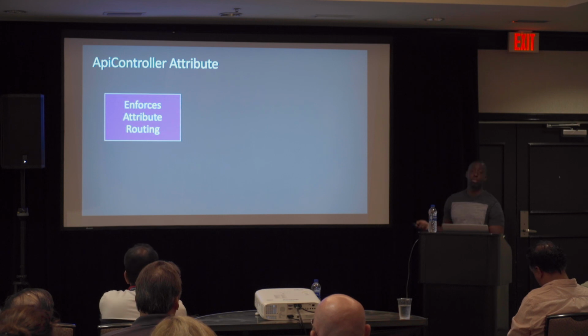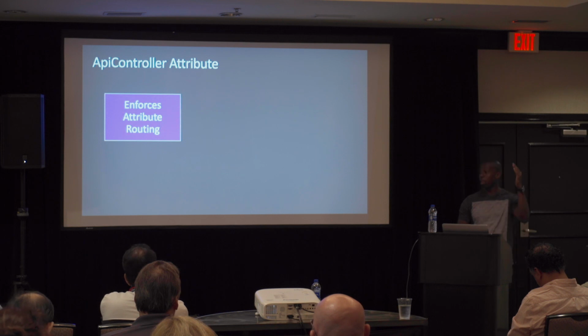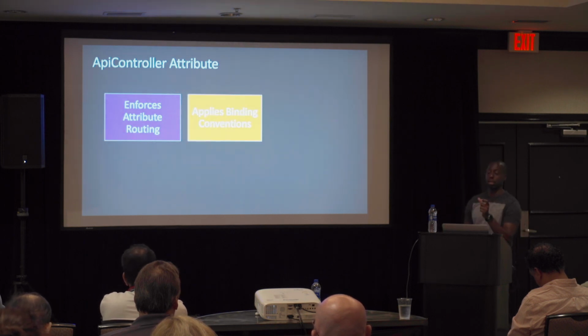So it'll do things like enforcing attribute routing. That means that as soon as you put this ApiController attribute on there, you can only use attribute routes inside of your APIs. So all of your API action methods have to have attribute routing specified in them.